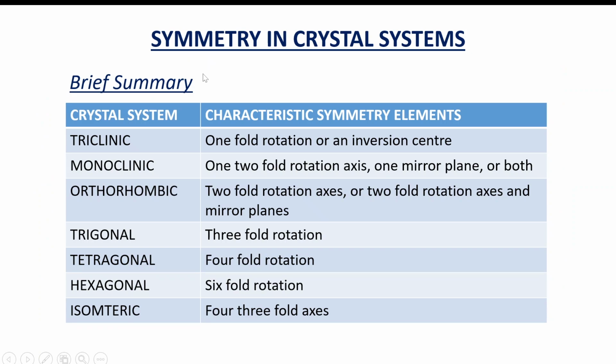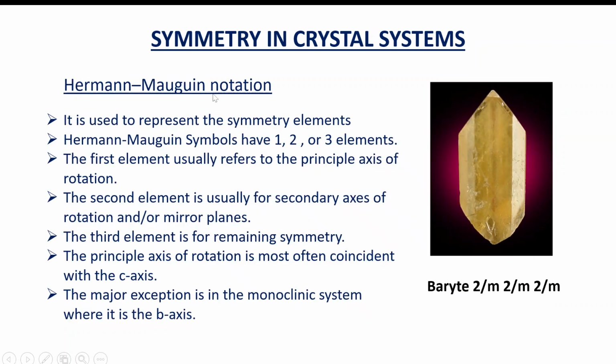So to summarize in brief, for the triclinic crystal system, a 1-fold rotation or an inversion center is necessary. For monoclinic, 1 2-fold rotation, 1 mirror plane, or both is necessary. For orthorhombic crystals, 2-fold rotation axes or 2-fold rotation plus mirror planes are necessary. Trigonal, 1 3-fold is the minimum bare requirement. For tetragonal crystals, 1 4-fold rotation is the bare requirement. For hexagonal, one 6-fold rotation is the bare requirement, and for isometric there should be at least 4 3-fold rotational axes.